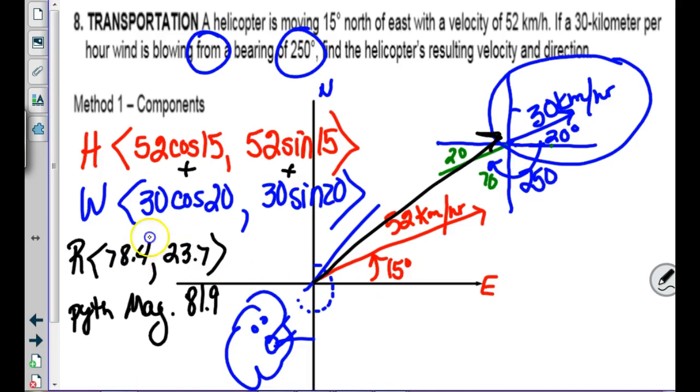All right, now we need the actual angle of something. So I'm going to use these two components here and do inverse tangent. It's always inverse tangent of y over x. So it's 23.7 over 78.4. Inverse tangent 23.7 divided by 78.4 is 16.8 degrees. That is the angle off the positive x-axis.